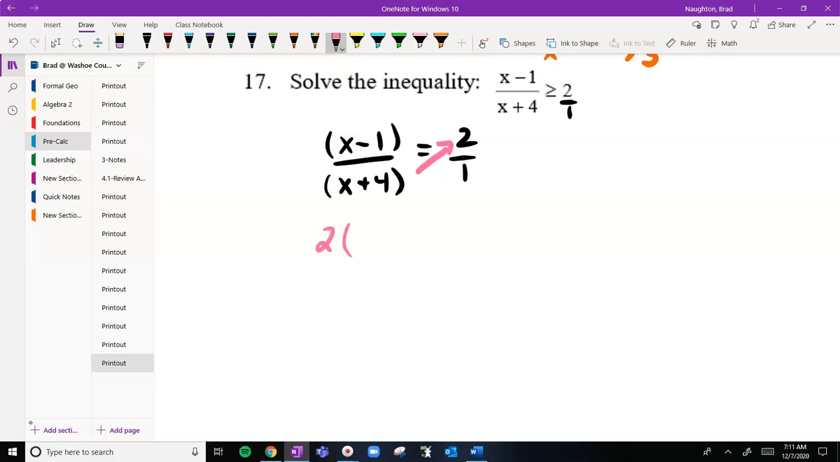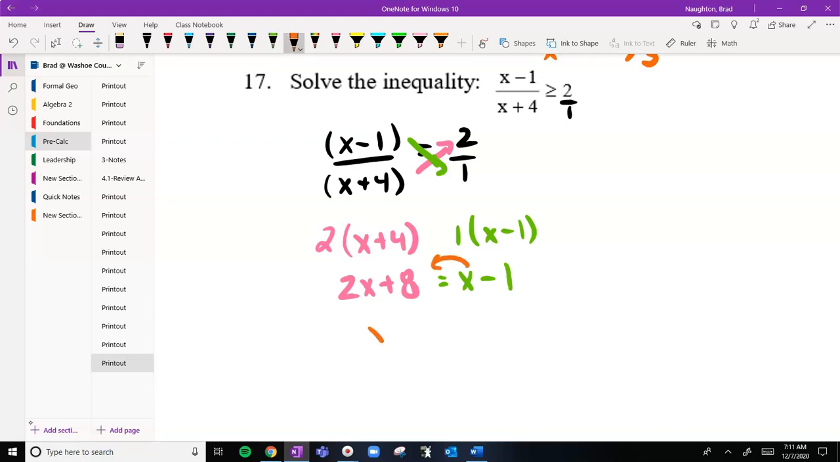So that's going to give me 2 times x plus 4, which is 2x plus 8. And then cross multiply this way, and I'm going to get 1 times x minus 1, so that's going to be equal to x minus 1. Now we're just going to solve for x, so I'm going to move this x over and get x, move that over, get -9. So that's one of my values. The other one of our values that we're going to check is when this equals 0. So x plus 4 is equal to 0, so x equals -4.